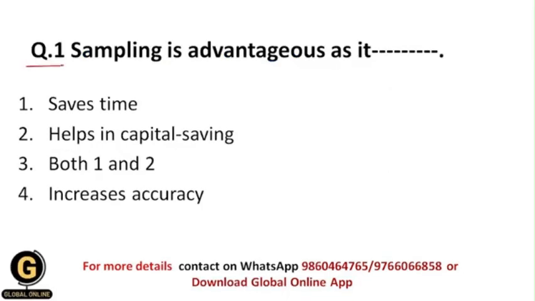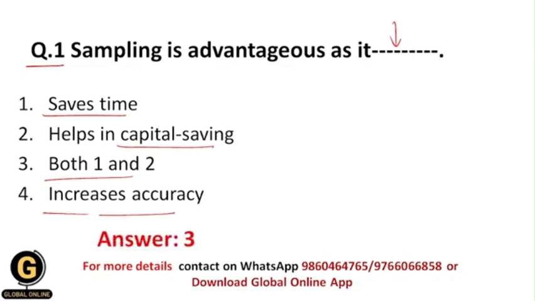Question 1: Sampling is advantageous as it dash. So why is sampling advantageous? Why do we do sampling in research? Options: because it saves time, because it helps in capital saving, both 1 and 2, that is saves time and helps in capital saving, or increases accuracies. Your correct answer is 3, that is, both saves time and helps in capital saving.